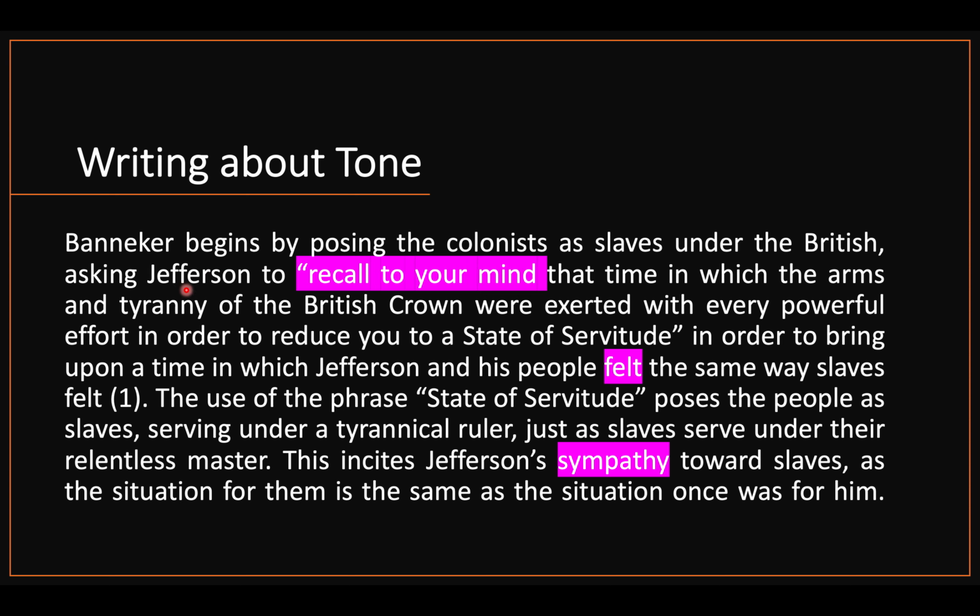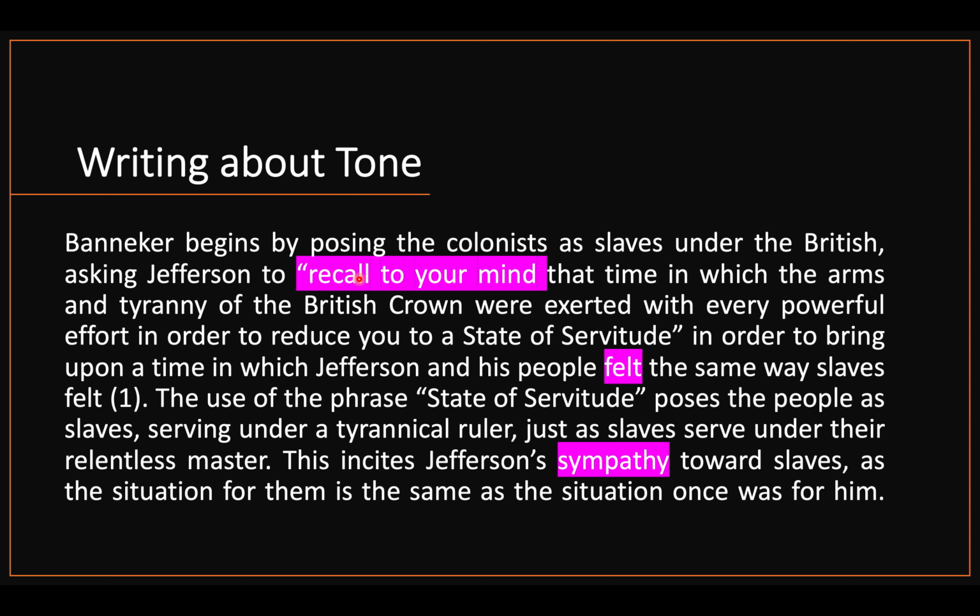He's a former slave writing to Jefferson to ask, or rather demand, we get to know for the abolition of slavery. So Banneker begins by posing the colonists as slaves under the British, asking Jefferson to, quote, recall to your mind that time in which the arms and the tyranny of the British crown were exerted with every powerful effort in order to reduce you to a state of servitude, in order to bring upon a time in which Jefferson and his people felt the same way the slaves felt.